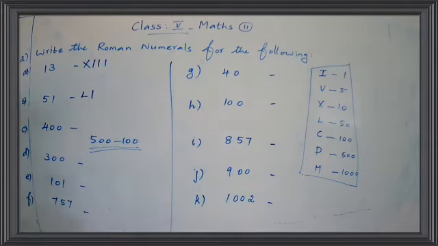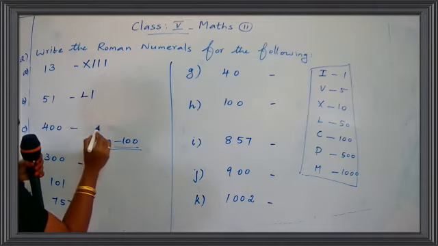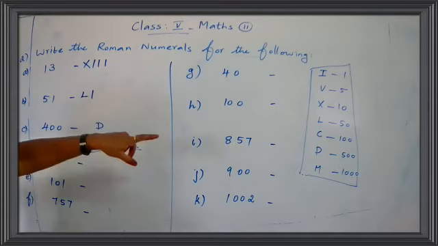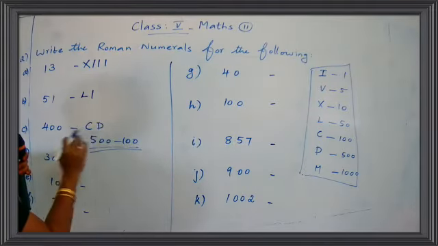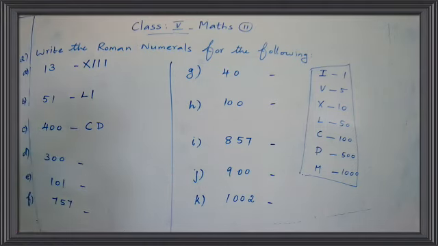Second rule is there. C is written before the larger number. Okay, children, before the larger number. So D means 500. Now C means 100, which is written before the larger number, so it is subtracted. That's why CD. So CD stands for 400. Okay, children. Are you clear?